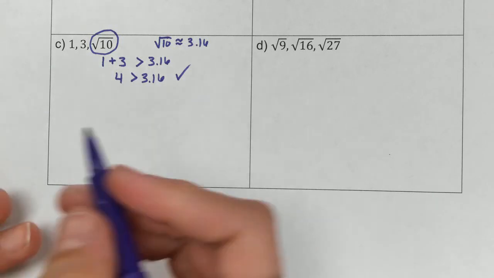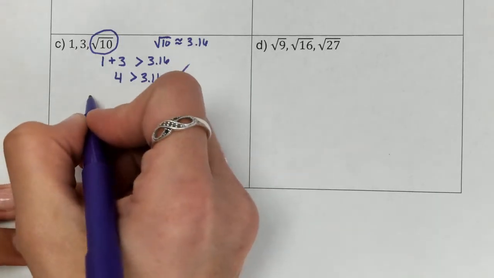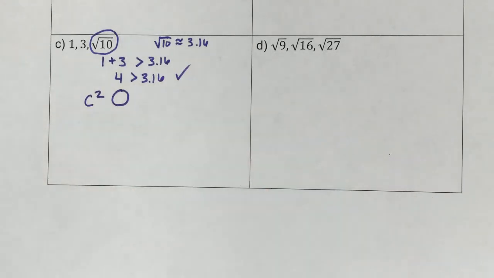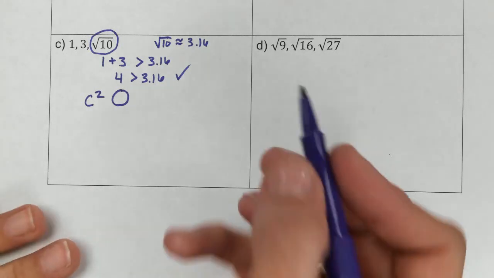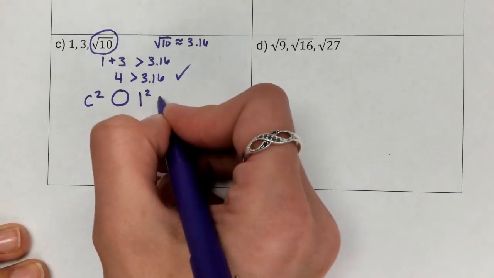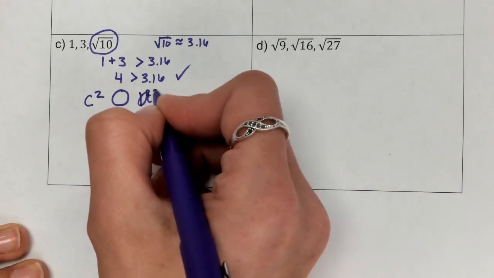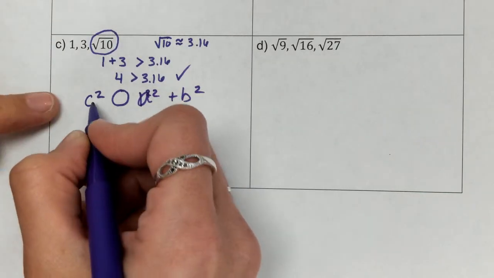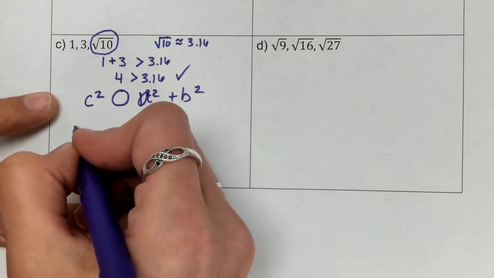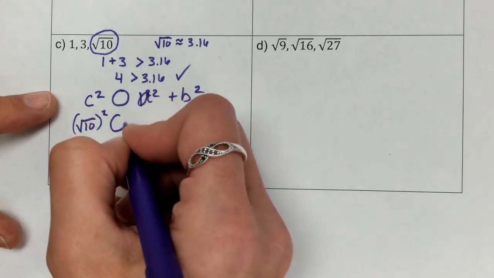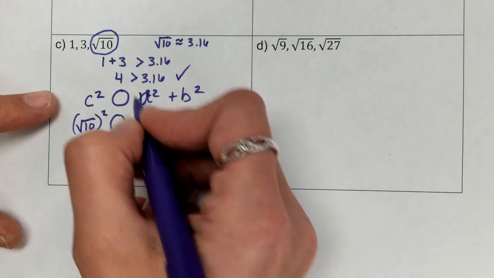Let's go ahead and take a look. We're going to be looking at seeing if c squared is going to be, and I usually put a circle here to fill in greater than, less than, or equal to, and I'm going to have on my other side a squared plus b squared. So now let's fill in. c squared was going to be that square root of 10. That was our biggest side. So the square root of 10 squared compared to a squared and b squared.